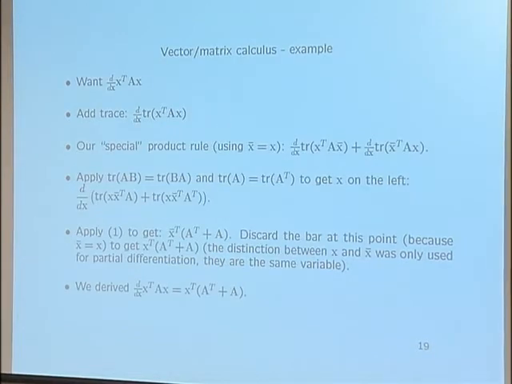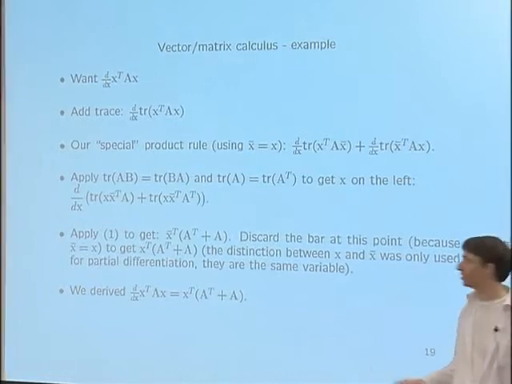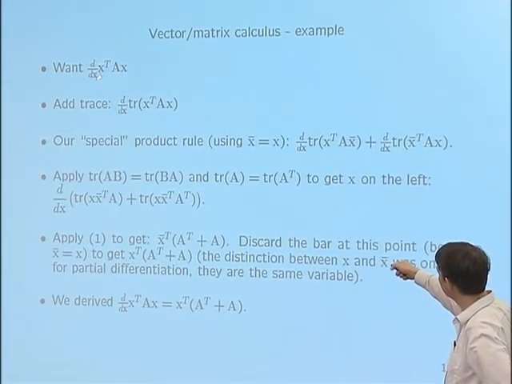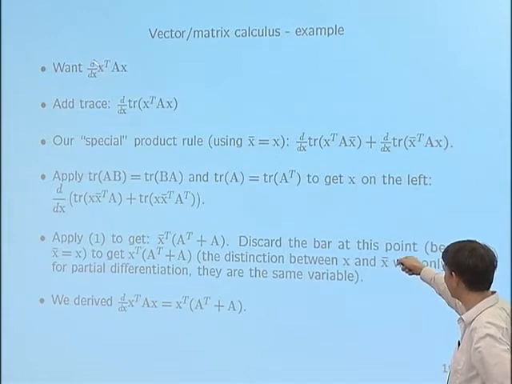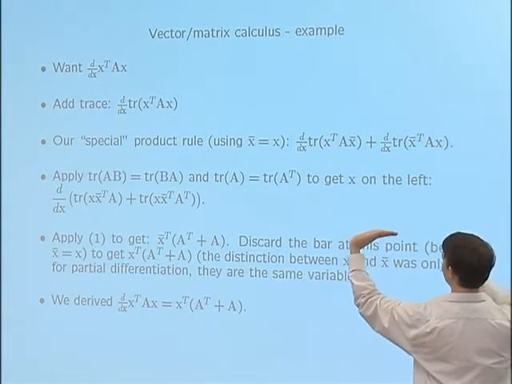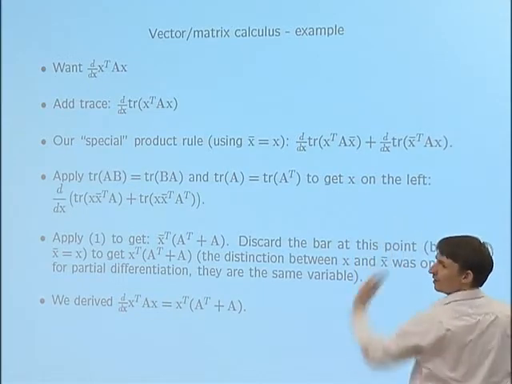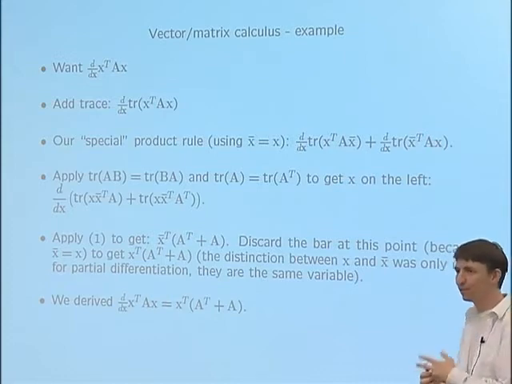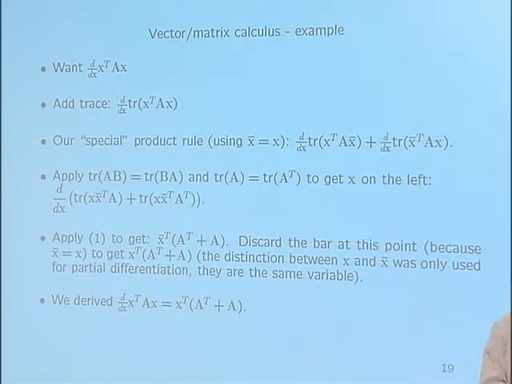Okay, so here is an example of doing this. Suppose this is a very common thing that we need to differentiate in speech and Gaussian computation. We want to find the derivative with respect to x of x transpose A x. This is a scalar value, because think about it, x transpose is a row and then Ax is a column. So we add the trace, because as we said before, the trace of a scalar equals just the scalar value. So you can do this, and it's going to be the same.